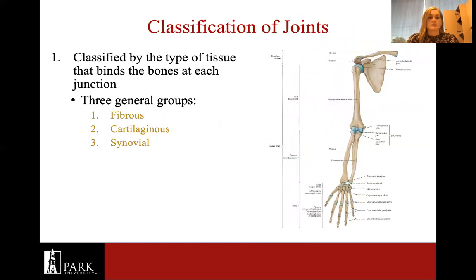Classifications of joints. There are some different ways we can classify joints. They're classified by the type of tissue that binds the bones together at that junction. Those three general groups are going to be fibrous, cartilaginous, and synovial joints.